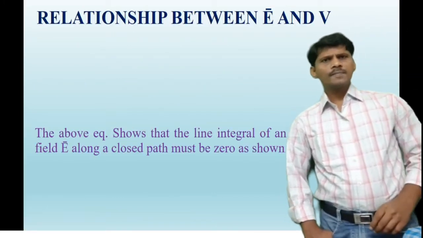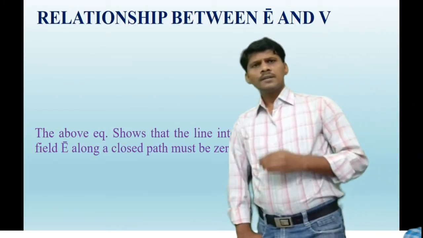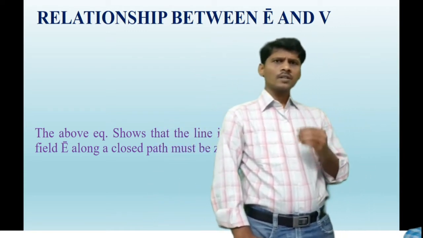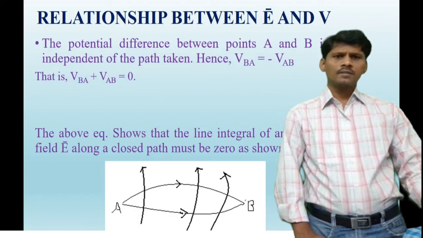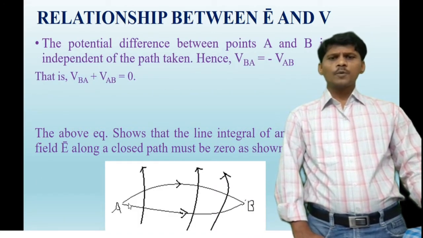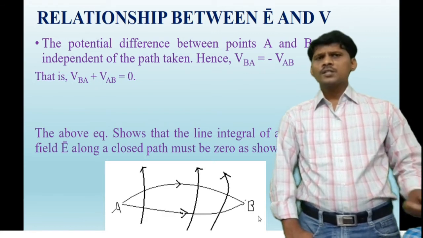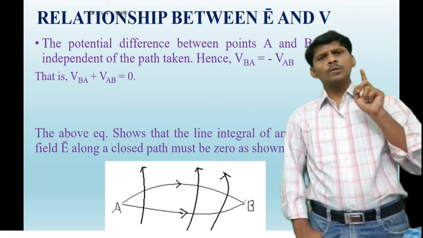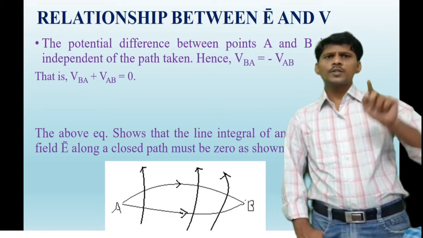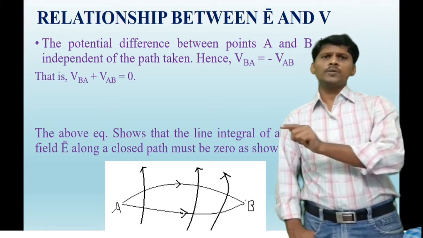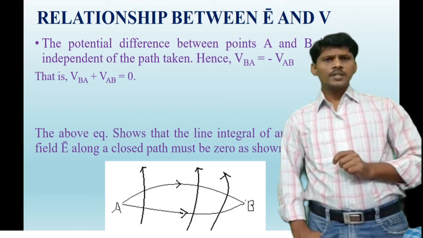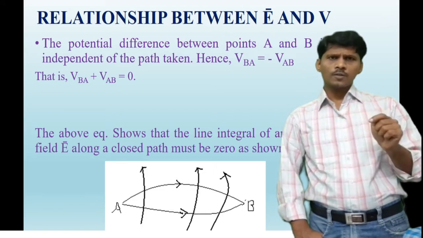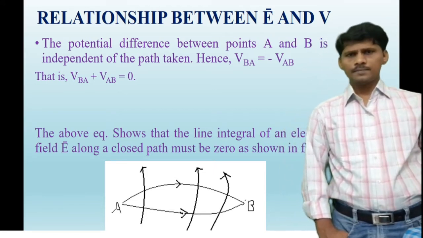The next topic is the relationship between electric field intensity and electric potential. Using the conservative nature of the field shown in the figure, this is point A and this is point B. Potential rise from point A to point B over path 1 is equal to the potential drop from point B to point A over path 2. So VBA is equal to minus VAB.